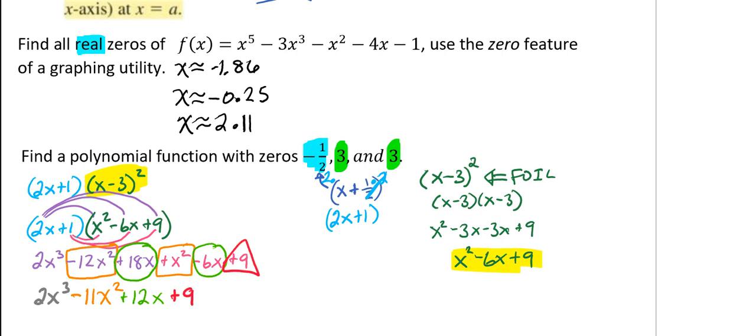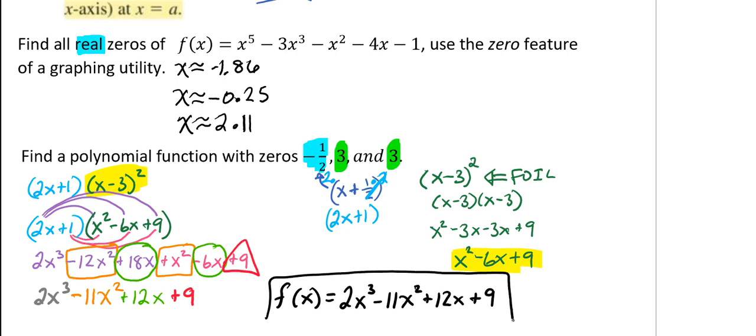And so now we have a polynomial function. We can say that f of x equals 2x to the third minus 11x squared plus 12x plus 9. And any multiple of this would also be considered a correct answer. And again, we decided to take the fractions out just to make it an easier problem to do. You could leave them in, but it gets kind of messy.